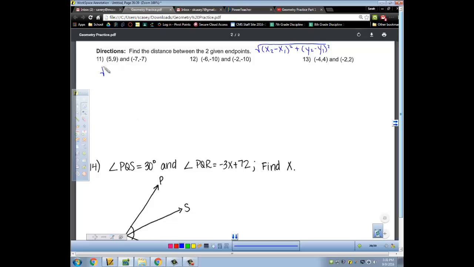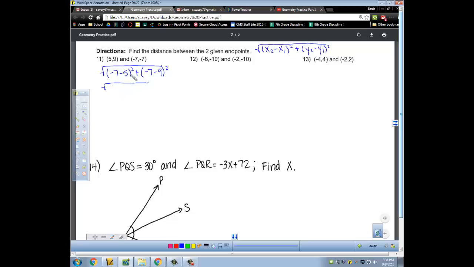So when I plug them in, remember the first one is going to be your x1 and your y1. The second one is your x2 and your y2. So subtract your x's, so negative 7 minus 5 squared, plus subtract your y's, so negative 7 minus 9 squared. So my advice with these is, again, take your time, but write out every single step and really focus on what you're doing with your adding and subtracting and your negatives. Write it exactly how it says.